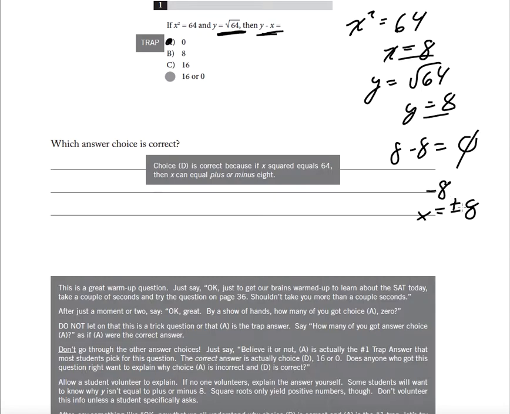But because x can equal plus or minus 8, that means I can have 8 minus 8, which equals 0, or I can have 8 minus a negative 8, which equals 16. Therefore, the correct answer is actually choice D.